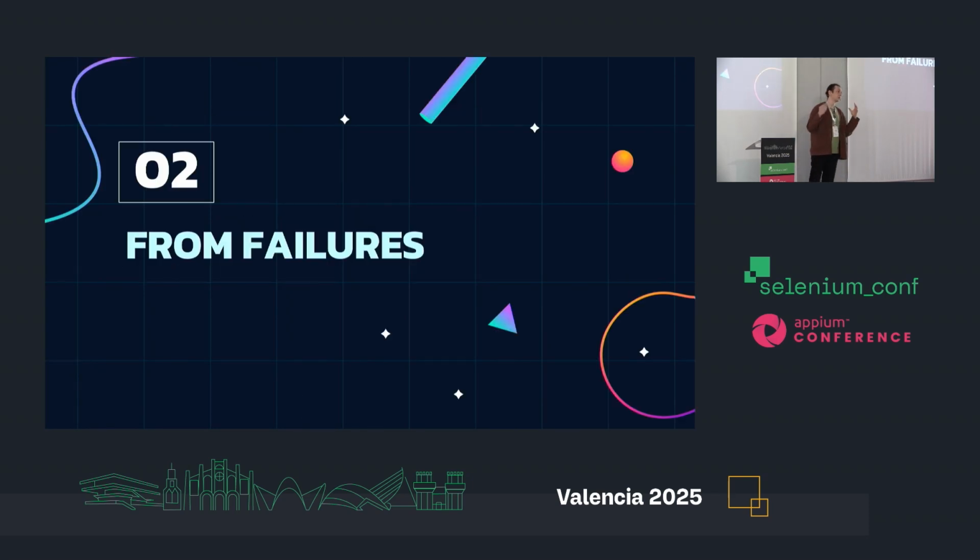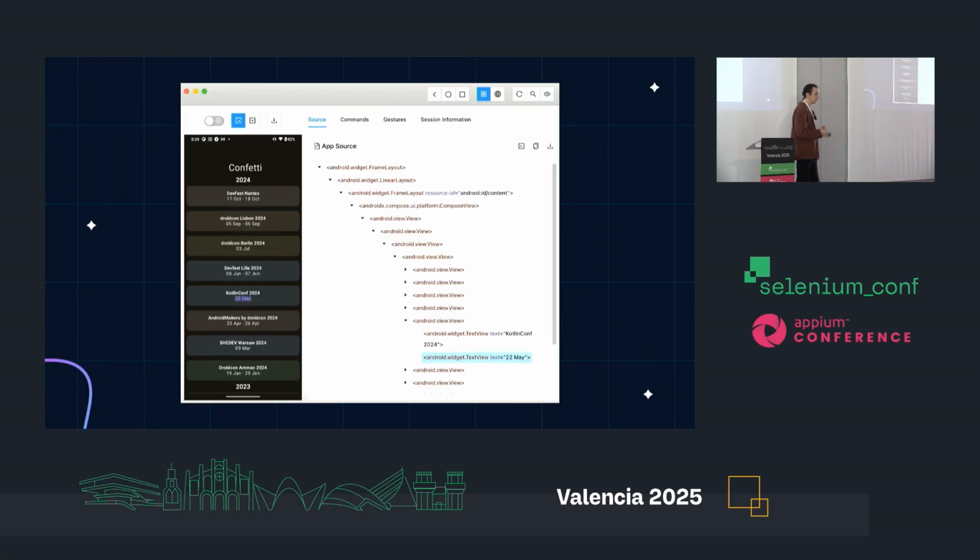And now we go into chapter 2, failures. We will discuss why exactly Appium is not the best solution for mobile games automation. On the screen, you can see the example of the Confetti app, which was built by John O'Reilly for KotlinConf, and there we have a great example of how Appium should work.